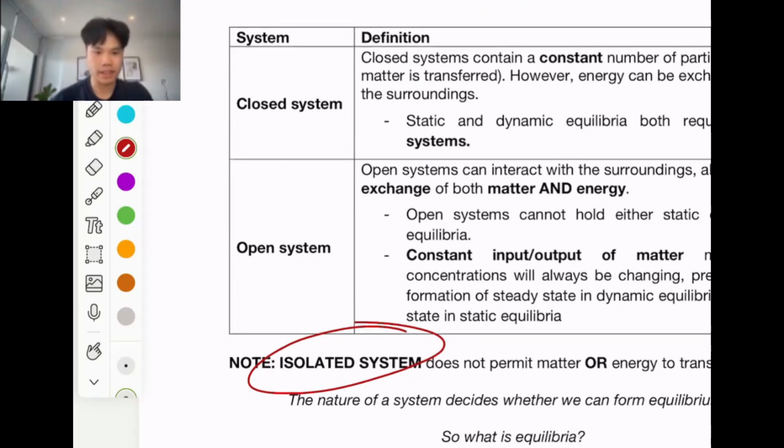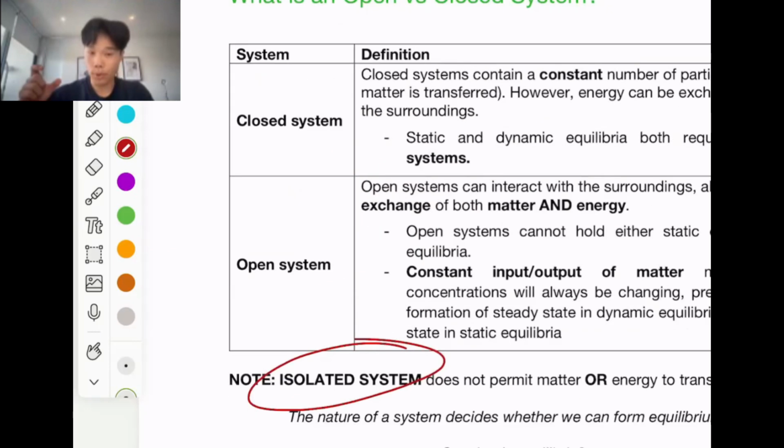Okay. Yep. Okay. So then the important thing to take away for open and closed system, which of these can form equilibria?